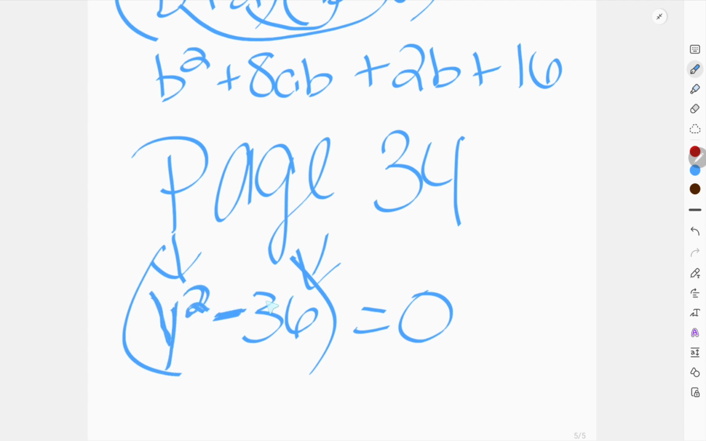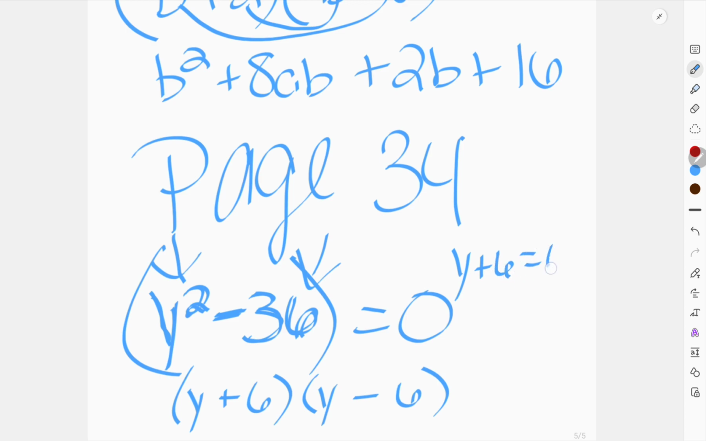One square, two square. Okay? So when you have a difference of two squares, you just take the square root of the first, which is y and y. The only difference in your two binomials is the sign. So I put a plus sign and a minus sign. And then the square root of the last is 6. So what we do here is we say y plus 6, y minus 6 equals 0.